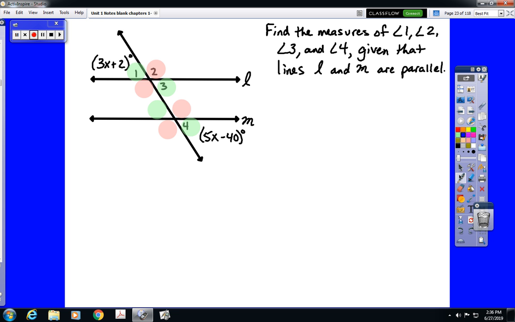Notice that they've given us information about angles 1 and 4. Well, angle 1 and angle 4 are equal because they're both green. In this case, it's really because they're alternate exterior angles, but that is less important. What's important is that you can recognize that the measure of angle 1 is equal to the measure of angle 4 because they are congruent.